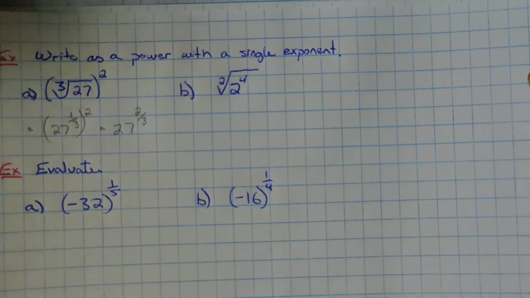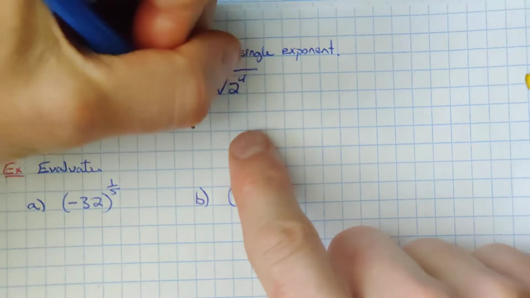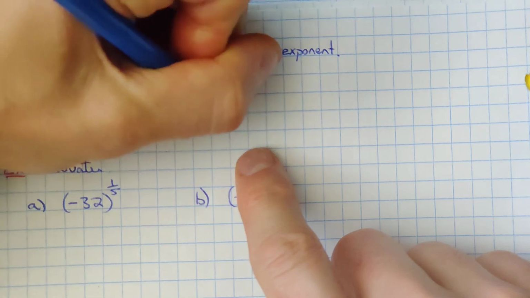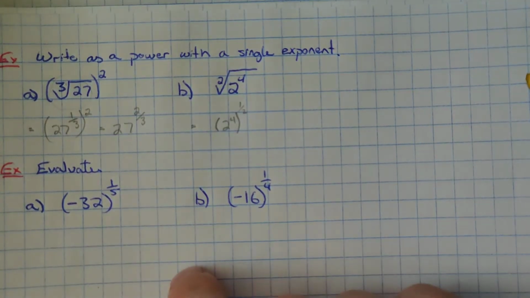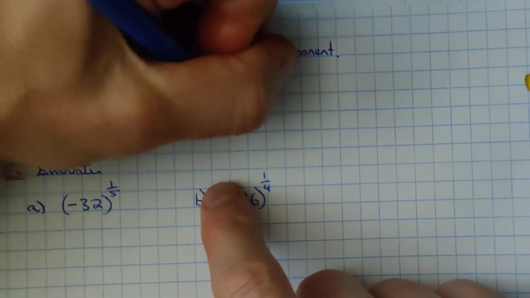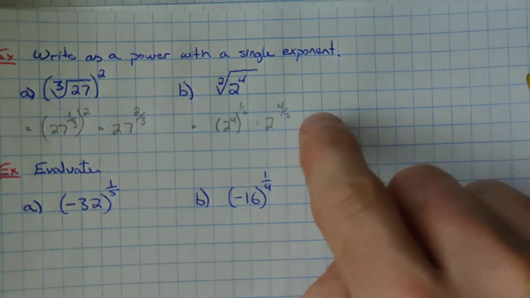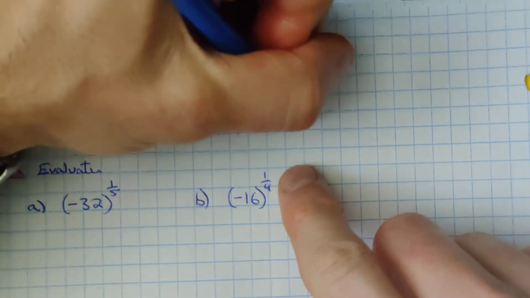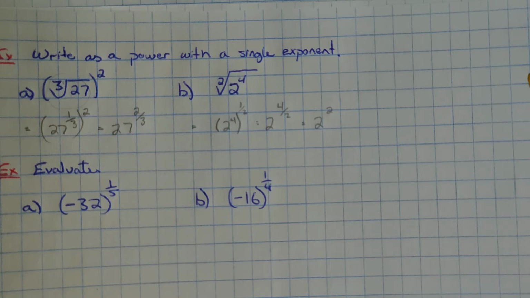So the next one here, we have the square root of 2 to the power of 4. Well, 2 to the power of 4 is inside the root, so we're going to keep that inside a bracket. And the square root is just 1/2. So there's our square root. And now we got to multiply that out. So we have 2 and then 4 over 2. 4 times 1/2 is 4 over 2. Or, that's just 2. 4 divided by 2 is just 2. So we have 2 to the power of 2. And that simplifies it down.